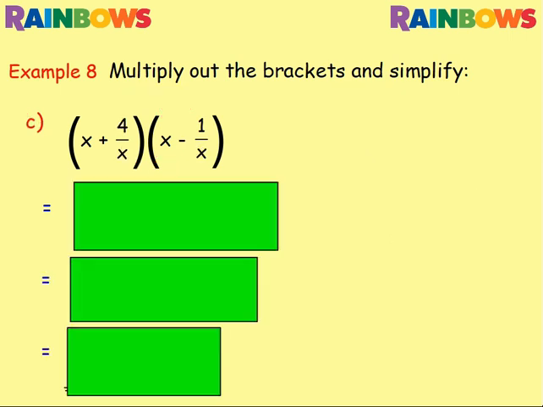Last one, C. x plus 4 over x, bracket x, take away 1 over x. You use the rainbows. You do indeed, yes. Thank you, Peter. So x times x, then x times negative 1 over x, then 4 over x times x, and then 4 over x times negative 1 over x.